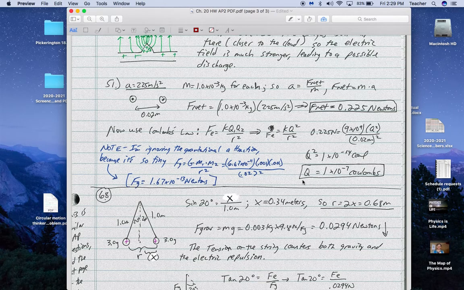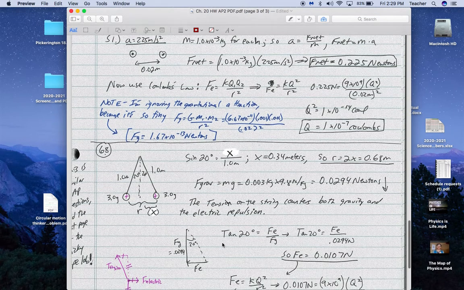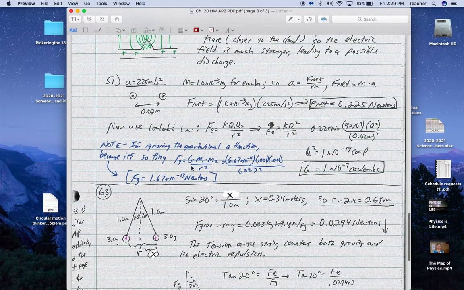So the charge on each of those 1 gram spheres is going to be 1 times 10 to the negative 7th coulombs. So note that we are ignoring the gravitational attraction between these because it's ridiculously small. And you might say, well, wait a minute, 0.225 newtons isn't much. It's not, but this is 0.000000000000167 times 10 newtons, something like that. I might have been off by a 0. So gravity is completely negligible compared to the electric force.